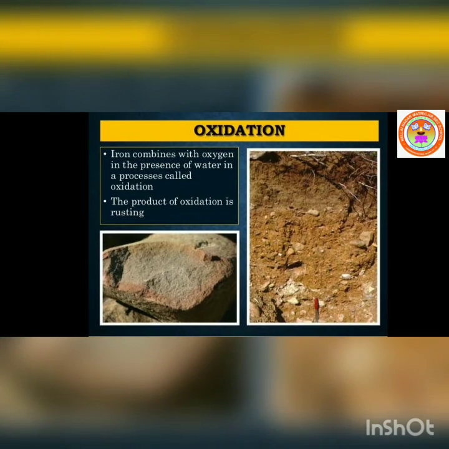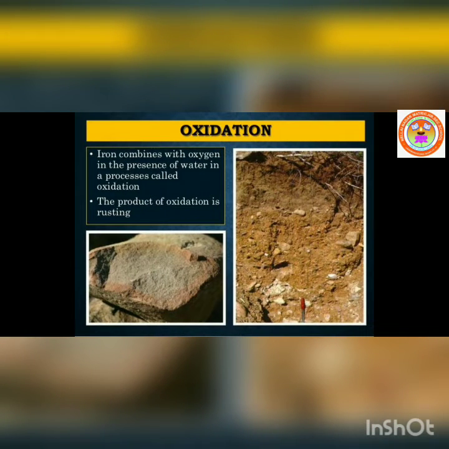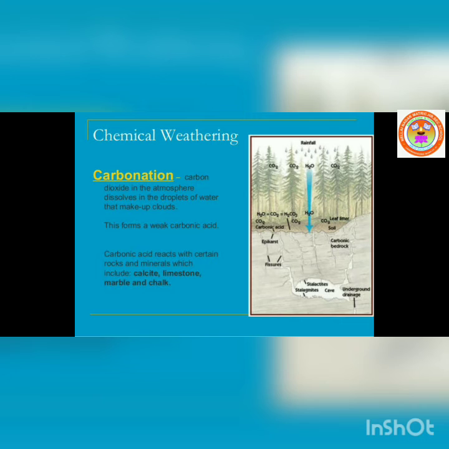The presence of air and water is known as oxidation, which results in the weakening of rocks. You can see the weakening of rocks. The same in oxidation here. Iron combines with oxygen in the presence of water in a process called oxidation. The product of oxidation is rusting. Clear, children? Then chemical weathering, another one is carbonation.